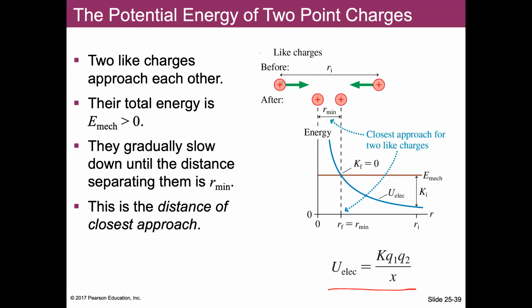And if it has some initial velocity, which is moving towards each other, then they will move towards each other, but their velocity will decrease and they will be slower and slower. They gradually slow down until the distance separating them is R minima. When their distance is R minima, then they stop moving. The velocity of them becomes zero. So this is the distance of closest approach.